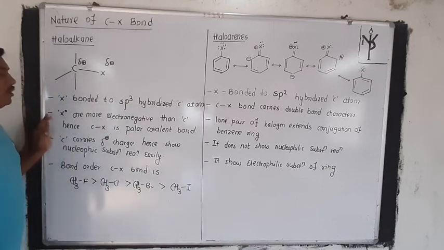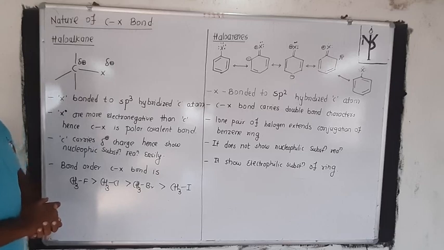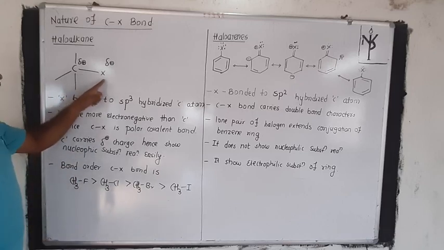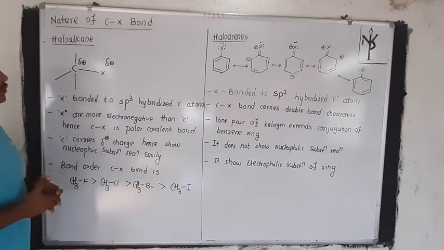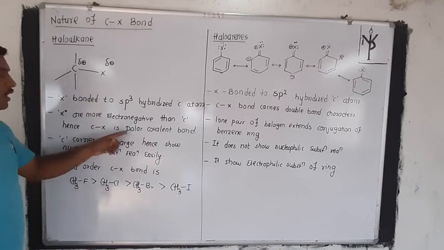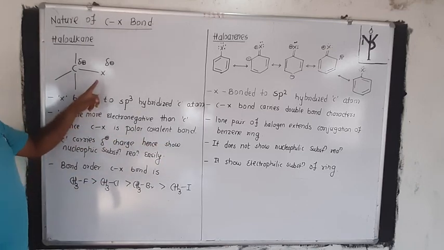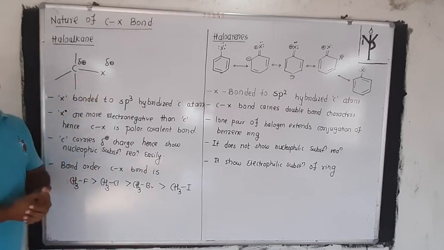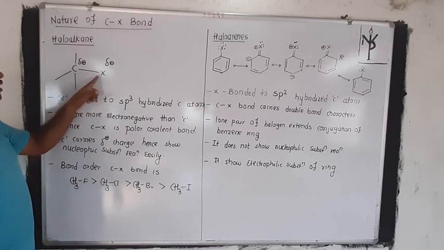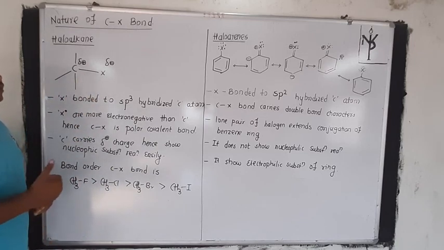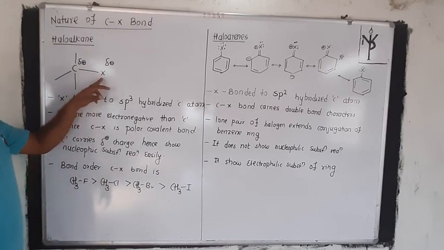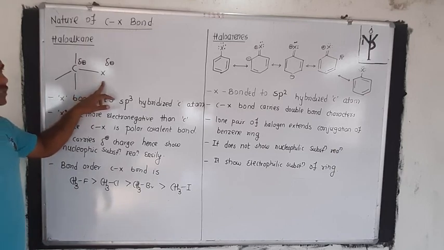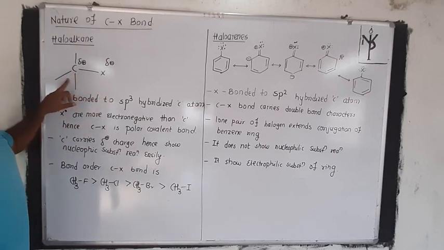Halogen is more electronegative than carbon. Hence, this carbon-halogen bond is polar, that is, a polar covalent bond. The electrons of the carbon-halogen bond are more attracted towards the halogen. It is more electronegative, hence the electron pair of this bond is nearer to the halogen. Hence, halogen carries a partial negative charge and carbon carries a partial positive charge.